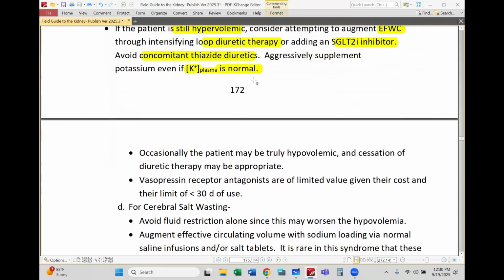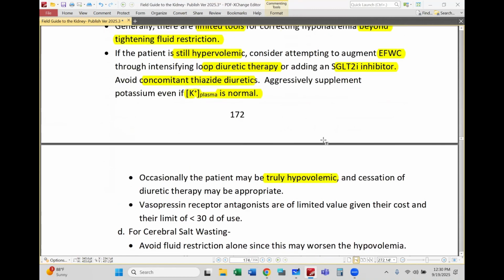Now, if somebody is truly hypovolemic, a heart failure patient who was diuresed to the point of hypovolemia, right? You should obviously consider stopping the diuretic in that scenario. We don't always keep our foot on the gas, even though cardiology may want us to do that. And then you have the vasopressin antagonists. I've told you again, I've never had to use it. But it's a tool for short-term use.